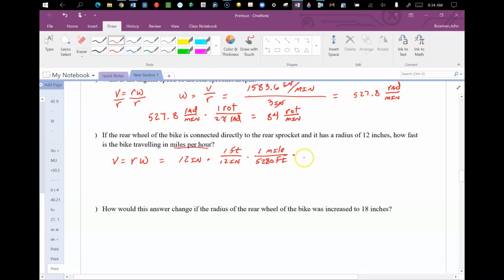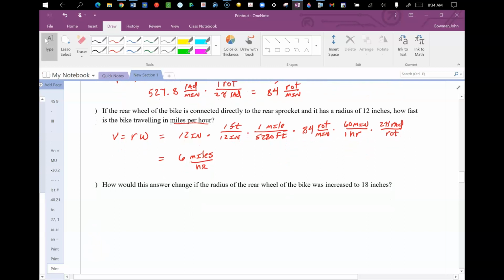So what do we have? We have 84 rotations per minute. We're going to multiply that by 60 minutes in every hour, 1 hour. And we're also going to multiply that by 2 pi radians per rotation. And if you do all of that, you will get an answer of 6 miles per hour.